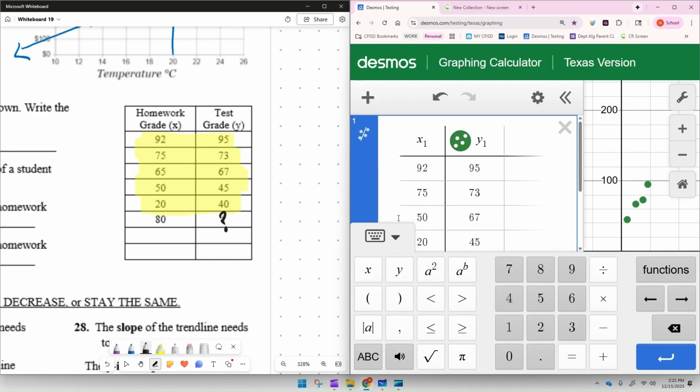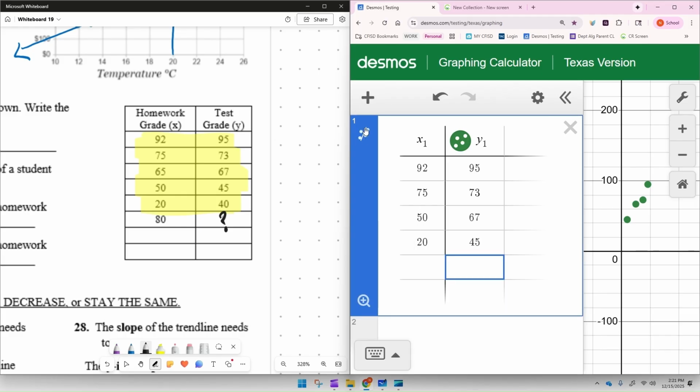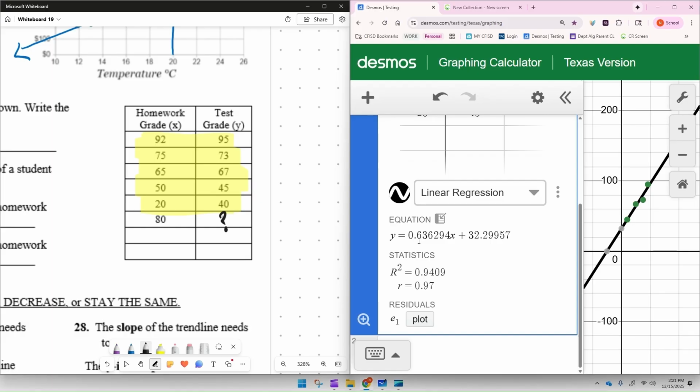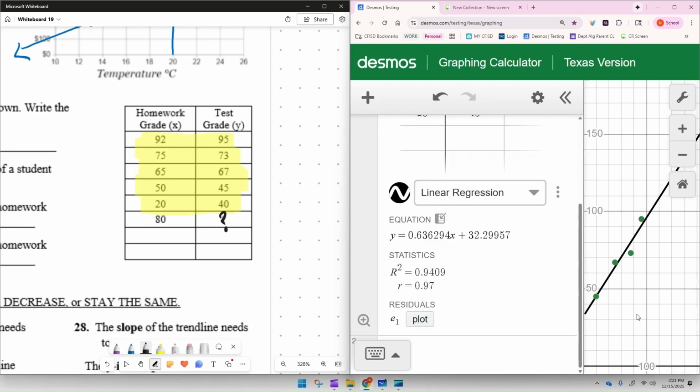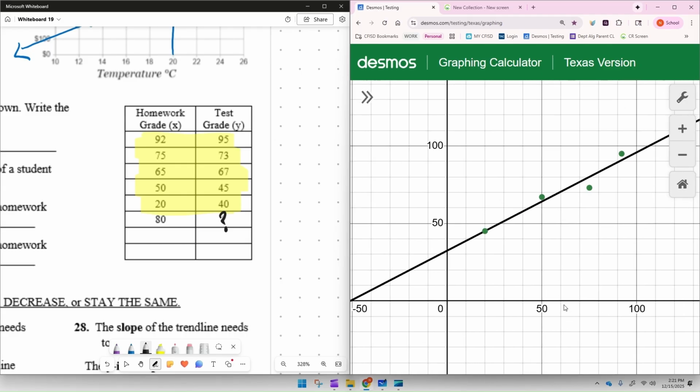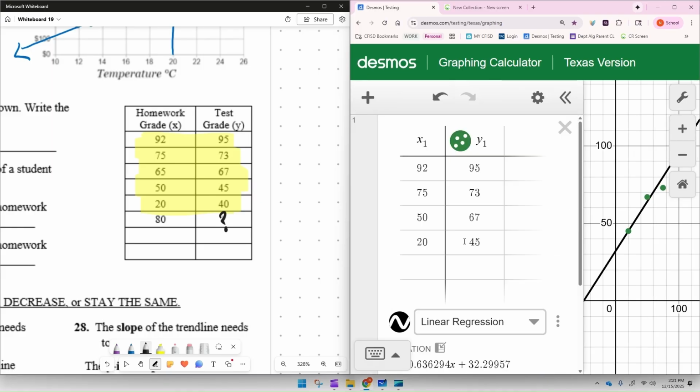All right, once we've added our values into the table, we're going to click this box right there, add regression. And this is a linear line, so if you look at zooming in, this looks like pretty much a straight line in terms of our graph, and it's already giving you your trend line, which is what we really wanted.